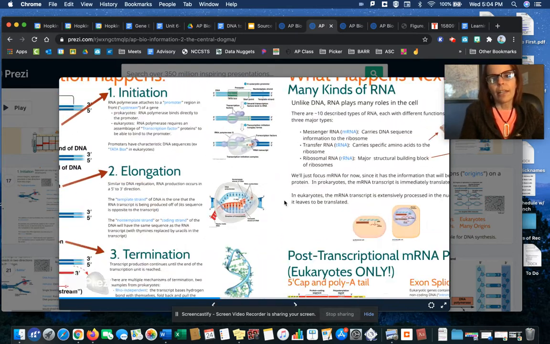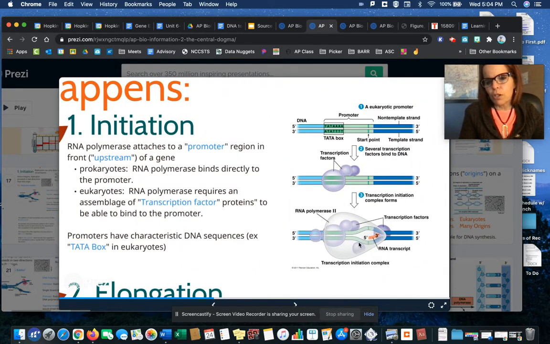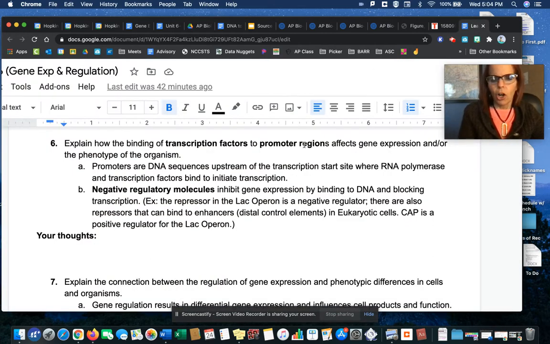Right here, that's what we're talking about. So the transcription factors binding to the DNA and allowing the RNA polymerase to glom on. Okay, promoters are DNA sequences upstream of the transcription start site. They always start with the TATA box in a eukaryote. And then this part is what relates to gene expression in prokaryotes and eukaryotes.